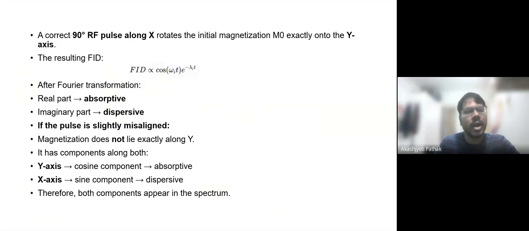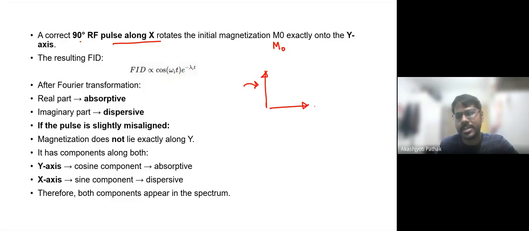So a correct 90-degree RF pulse along the x-axis will rotate the initial magnetization M naught exactly onto the y-axis. Your magnetization will exactly move from the z-axis to the y-axis. So with this as your y-axis, this as your z-axis, and this as your x-axis, your bulk magnetization will exactly move from the z-axis to the y-axis. But because your FID is what?